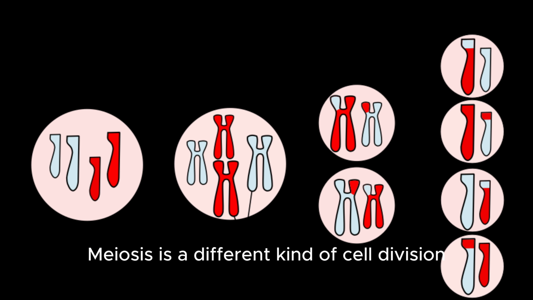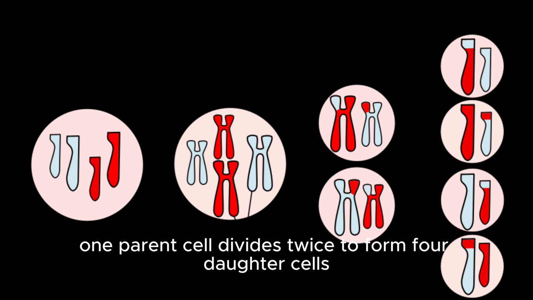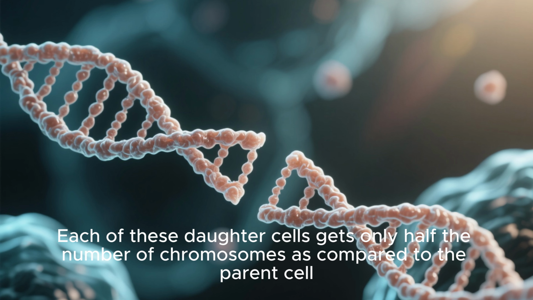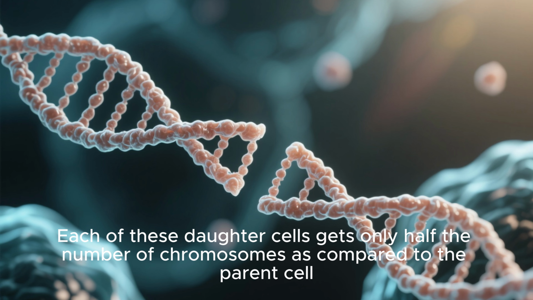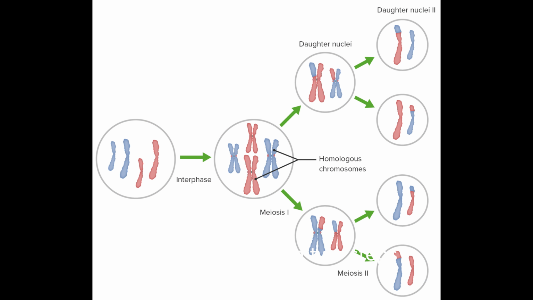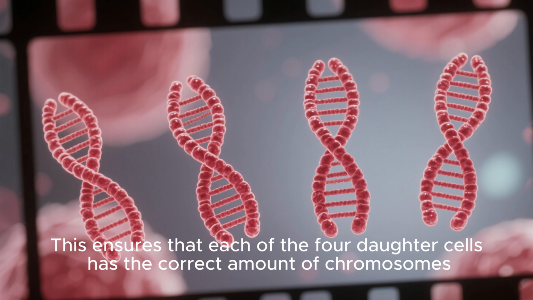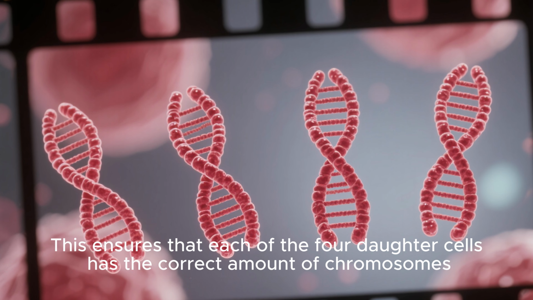Meiosis is a different kind of cell division. In this process, one parent cell divides twice to form four daughter cells. Each of these daughter cells gets only half the number of chromosomes as compared to the parent cell. Meiosis happens in two steps. The first division is called meiosis 1, where the chromosome number is reduced to half, and the second division is called meiosis 2, which is similar to mitosis. This ensures that each of the four daughter cells has the correct amount of chromosomes.